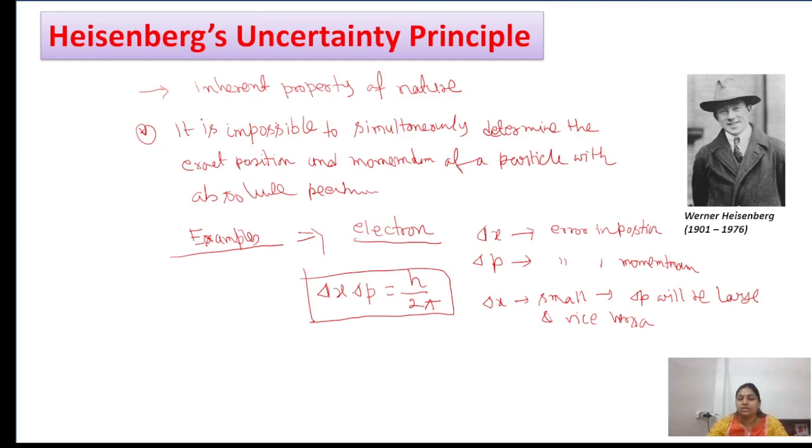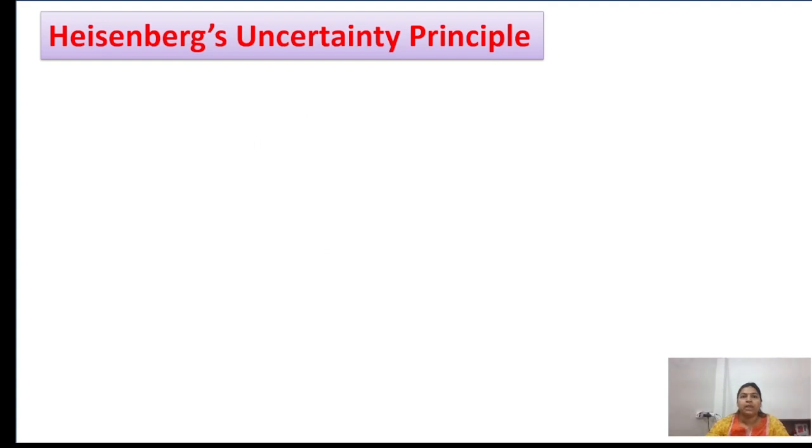The same relation holds for energy and time. Let's say the energy error is delta E, and we are measuring it with error in time delta t, then delta E into delta t equals h divided by 2 pi. So this is the uncertainty relation for energy and time.